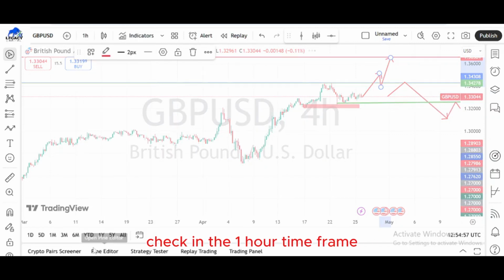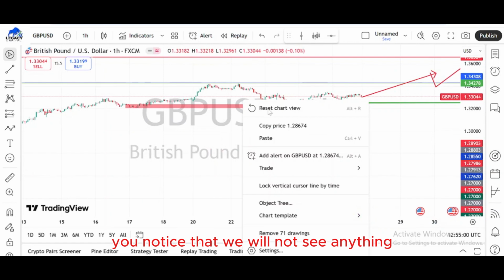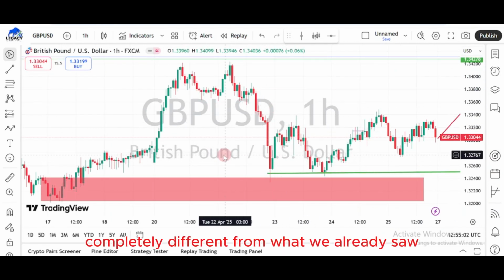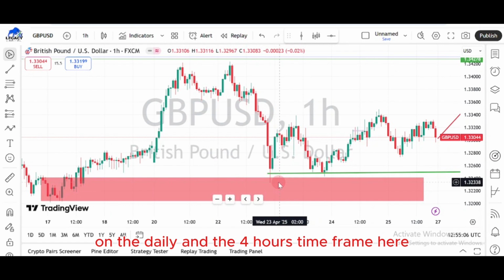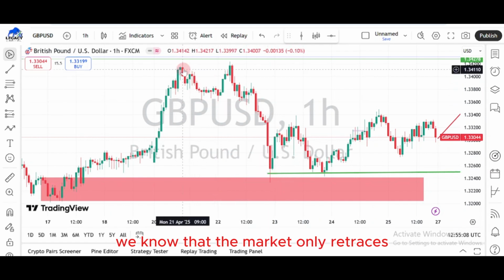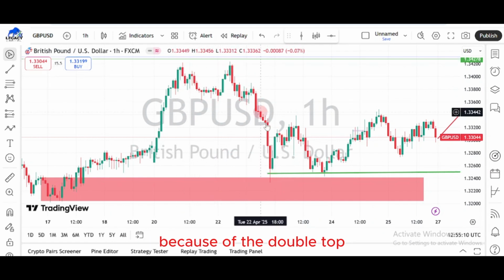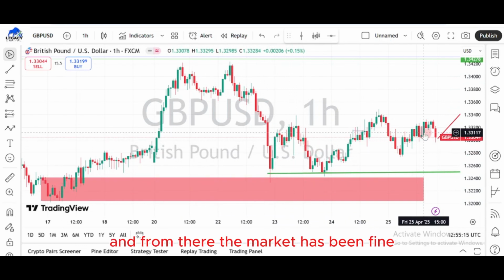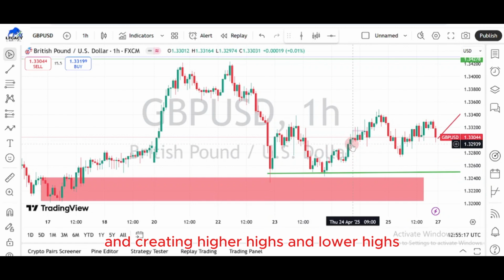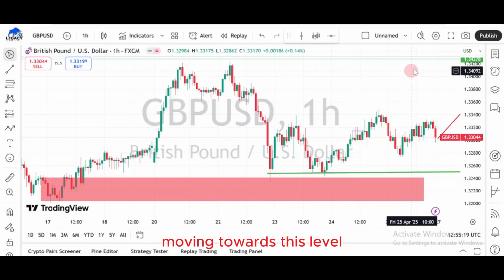Checking the 1 hour time frame, you'll notice that we don't see anything completely different from what we already saw on the daily and the 4 hour time frame. Here we know that the market only retraced because of the double top. The market has tested this zone, which of course is a demand zone, and from there the market has been buying and creating higher highs and higher lows, moving towards this level.